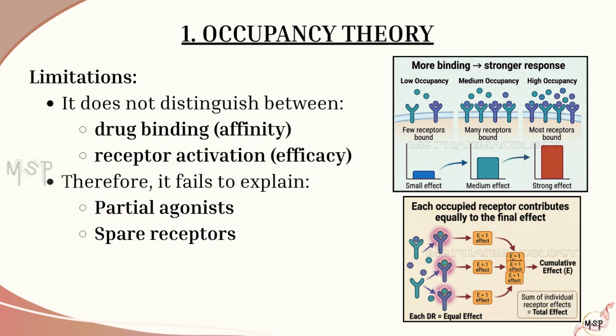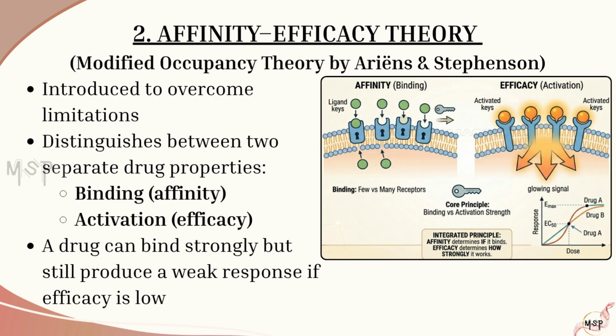But there's a problem. This theory assumes that all receptors behave the same, and it does not distinguish between binding and activation. So it fails to explain partial agonists and spare receptors. To fix these problems, scientists introduced the affinity-efficacy theory. This theory recognizes that binding and activation are two distinct properties of a drug. In other words, a drug may bind strongly to a receptor, showing high affinity, but still produce only a weak response if it has low efficacy.